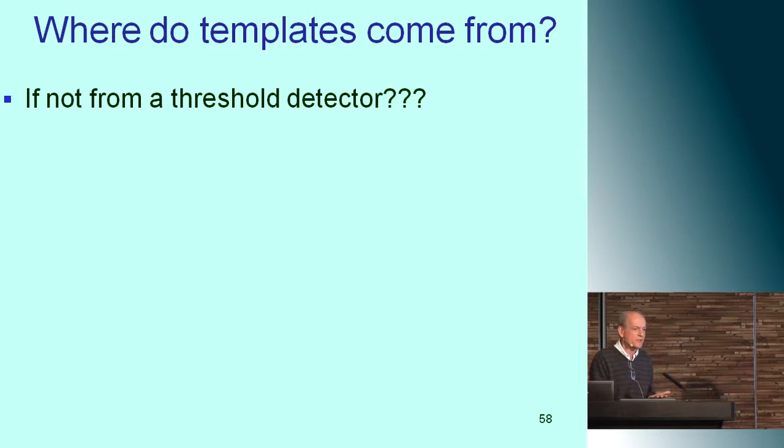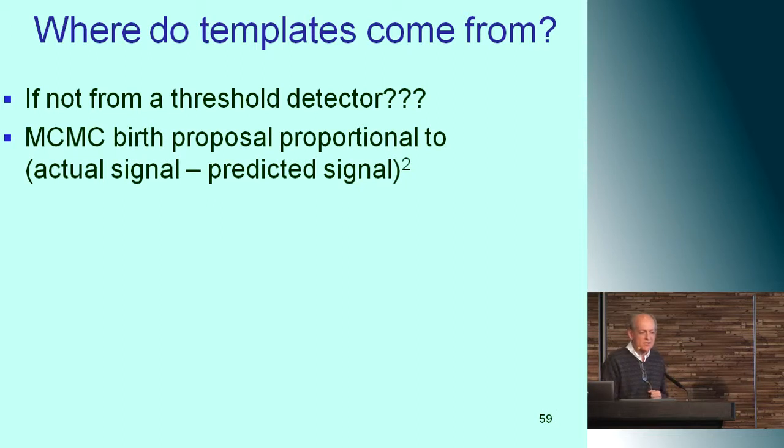So if you don't want to use a threshold detector, then what can you use as a way of proposing these new template arrivals? And the answer is to just do a birth proposal that's proportional to, in this case, the square of the unexplained signal. Okay, so you look around in the signal and find places where there's a lot of signal and we don't have a template already explaining that. And then the probability of birthing is proportional to the square of that error.